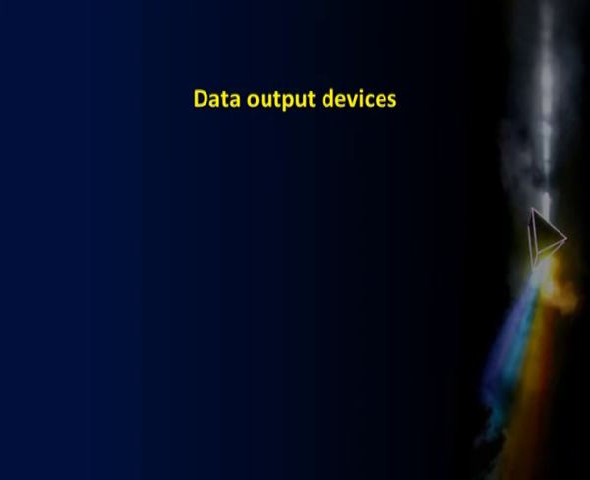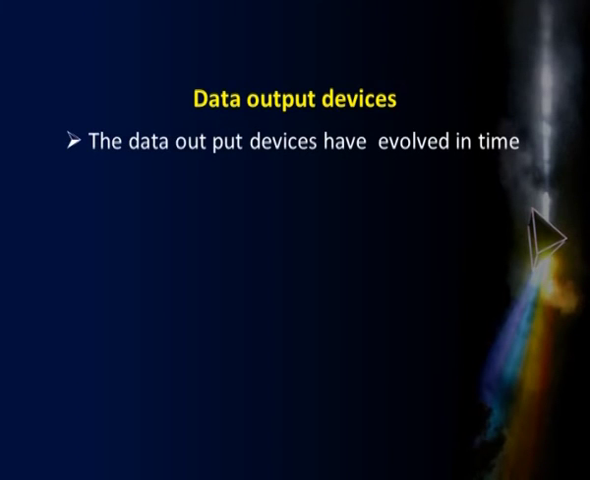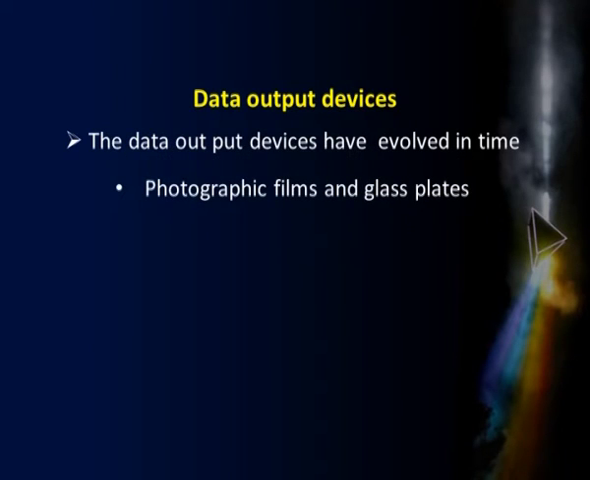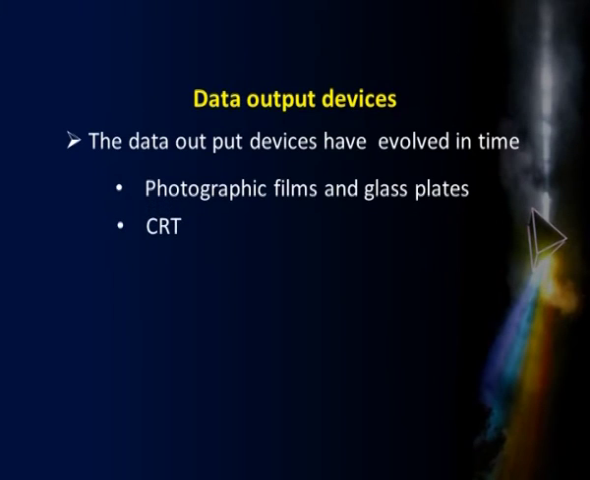Now, as regards data output devices, they have been evolving with time. To begin with, our eye is probably one of the most commonly used detectors, because that is what we are gifted with. But in terms of instrumentation, if you go back in time, when spectrometry came into being, we used photographic films or glass plates to take the output. Thereafter we started using CRTs, cathode ray tubes, so you had oscilloscopes and could see the signal on them.